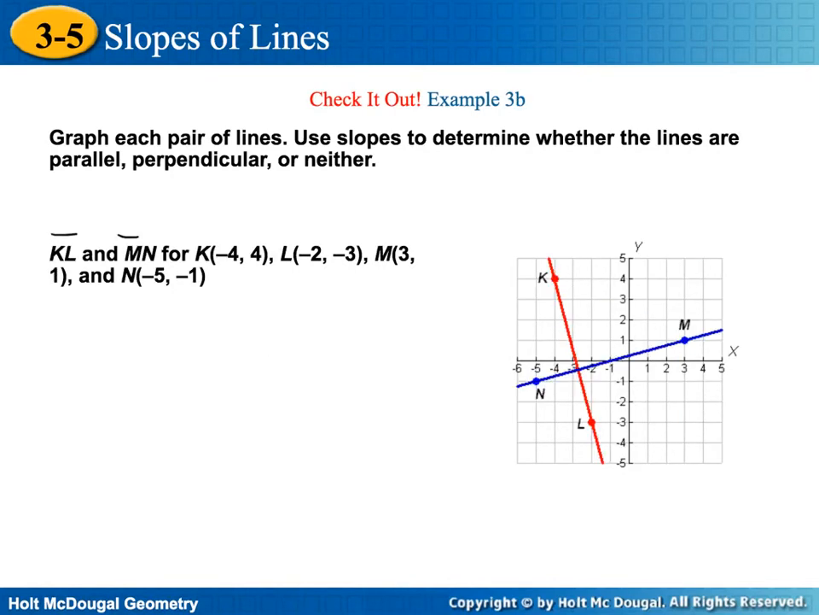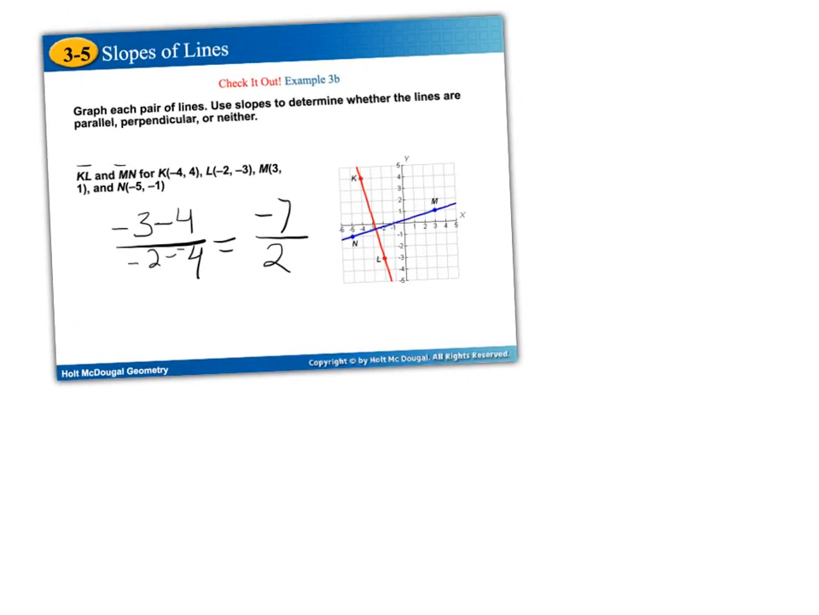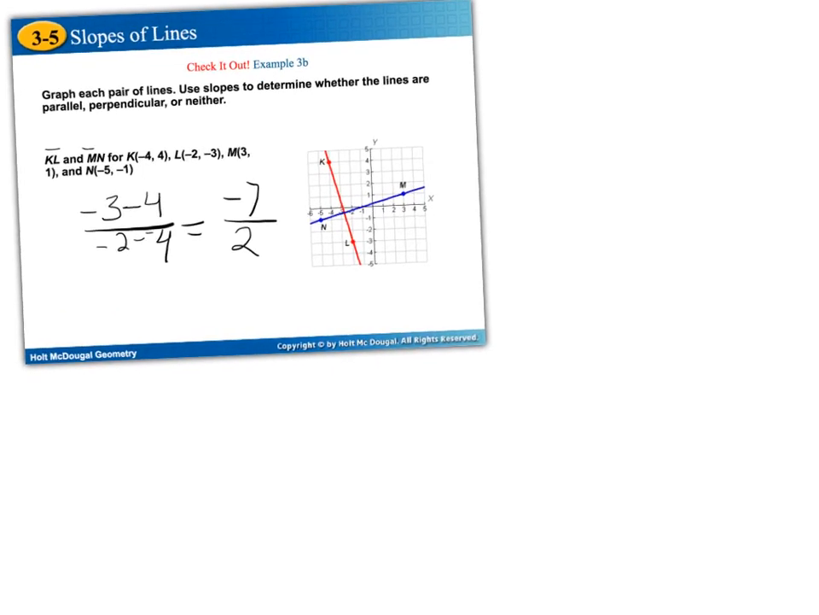All right, same thing. Graph, slope, determine what they are. So I'm going to do KL first. I'll do L as my 2, -3. -3 minus 4 over -2 minus -4. And I get -3 minus 4 is -7. -2 minus -4, so I'm adding 4, is going to be +2. Slope of the red line is -7 over 2. Now, if the blue line is 2/7, then they're perpendicular. It has to be 2/7 because it would be the opposite reciprocal of this.